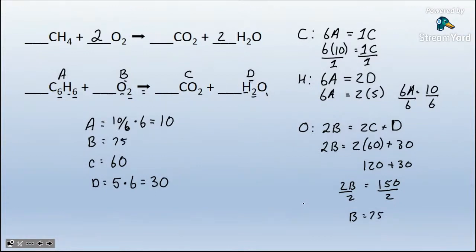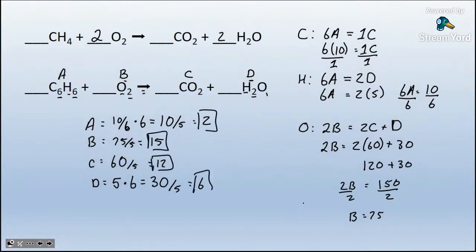And then we look to see, can I reduce each one of these values down? Yeah, I can divide all of them by 5. So 10 divided by 5 is going to give me 2. 75 divided by 5 is going to give me 15. 60 divided by 5 is going to end up giving me 12. And 30 divided by 5 is going to give you 6. Can I reduce my values of 2, 15, 12, and 6 down? Nope. So the coefficient in front of A would be a 2, in front of B would be 15, C would be 12, and D would be 6.